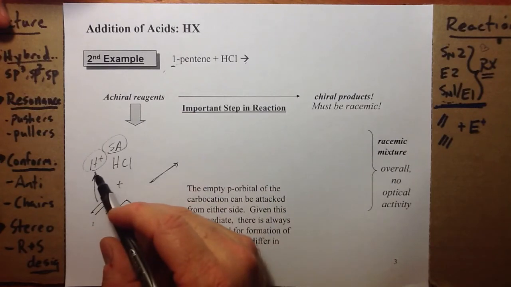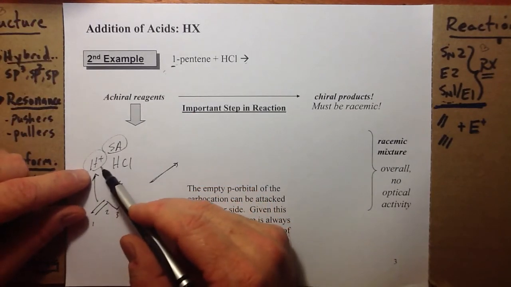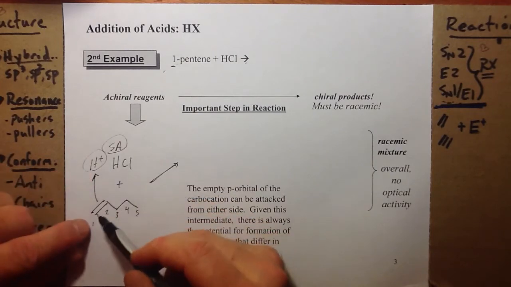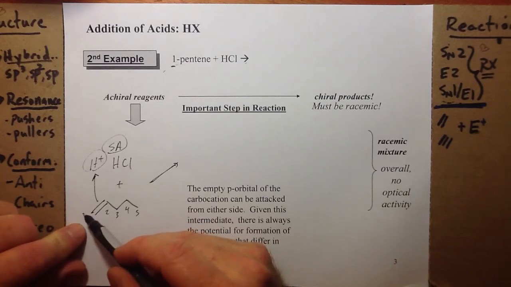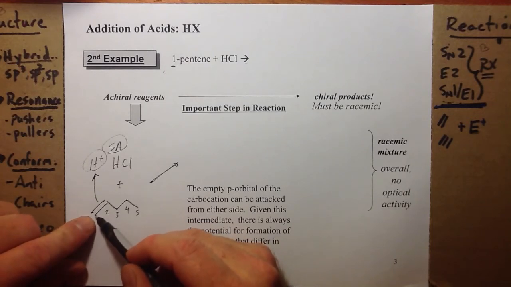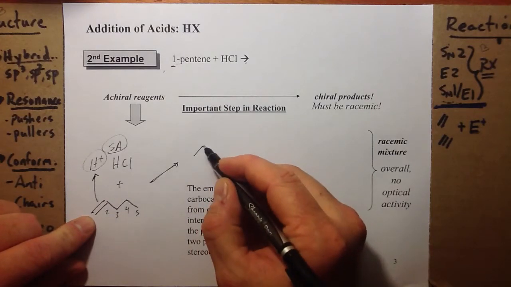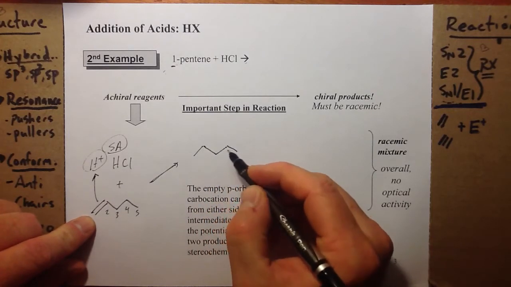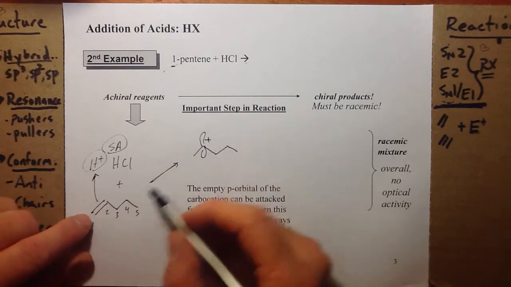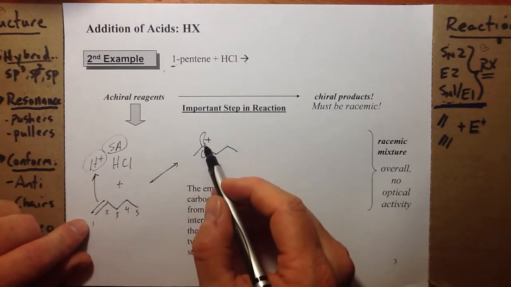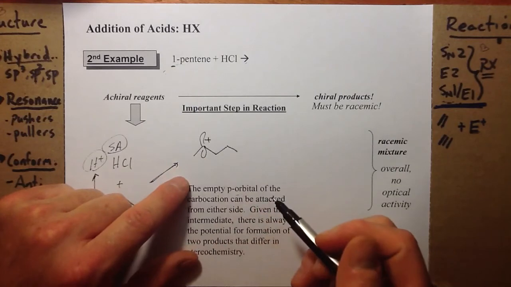Where does that proton go? Let's remember Markovnikov rule. That proton goes to the carbon with the most hydrogens. One of these two that has the most hydrogens. Well, that would be carbon 1. It has 1, 2 hydrogens not shown. This one only has 1 hydrogen. So now we're ready to make our carbocation. This is a very important step of the reaction. This carbon, number 2, has an empty p orbital that can be attacked from either side.